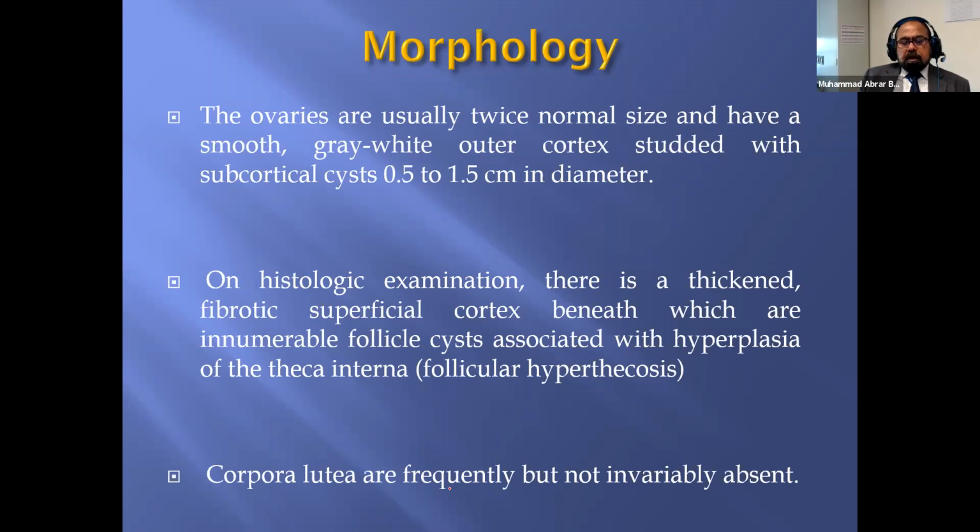The corpus lutea are frequently but not invariably absent. Why? Because when there is no ovulation, these follicles cannot be converted into corpus luteum, so they are not seen in these ovaries.